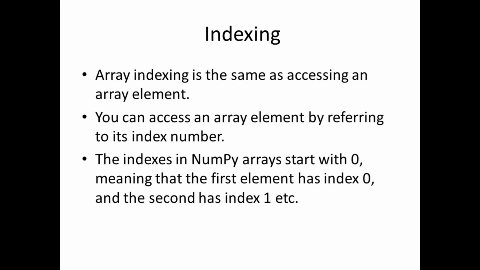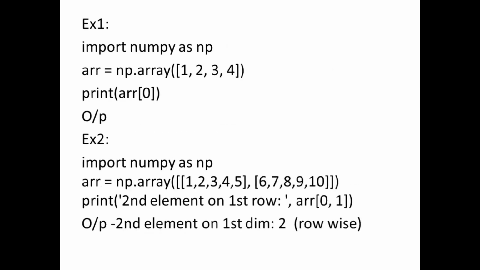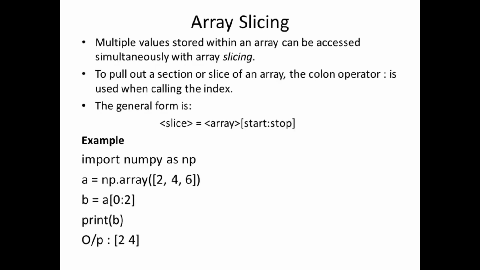What is indexing? Indexing is the same as accessing an array element. You can access an array element by referring to its index number. The index in a NumPy array starts with 0, meaning that the first element has index 0 and the second element has index 1, and so on. This is an example for creating the array and accessing the elements using the index. array[0] means the first element.